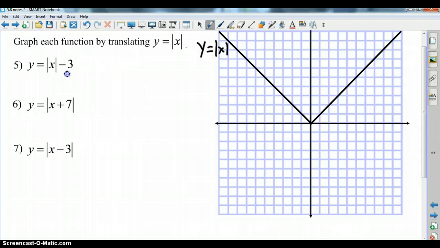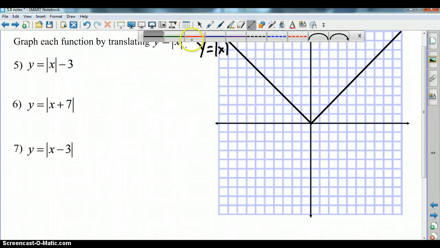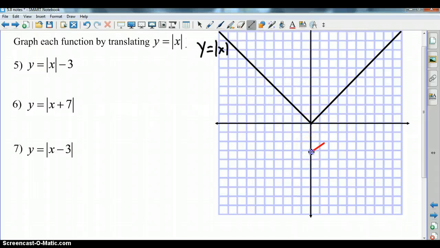Okay, so let's look at number 5. It says the absolute value of x minus 3. What I know that minus 3 is doing is shifting this graph down 3 spaces. So every point along the way would be shifted down 3. So I know the red graph here is number 5, and I'm just going to label it like that, number 5.